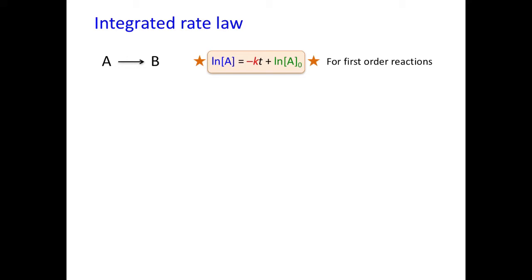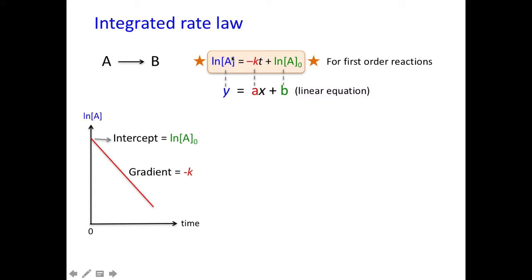So first we recognize that this equation is similar to a linear equation. If we say that ln of A is y, minus k is A and ln of A0 is B, so actually we can now plot, if we have this experimental data, we just plot these values to get the slope and to get the intercept. Now, if we have concentrations of A at different times, t, we can plot this data and make a linear regression to get a line. If we get a line, the intercept is going to be the natural logarithm of the initial concentration of A, and the gradient or slope will be minus k.